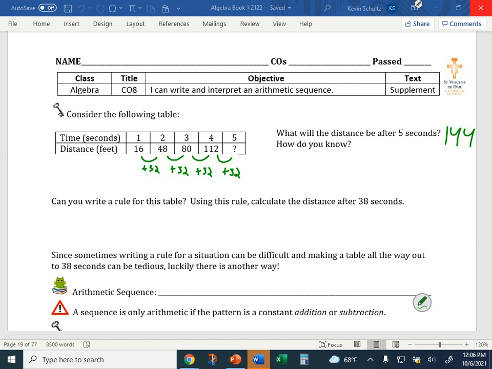Like I asked you here for the distance after 38 seconds. I do not expect you to write this table out to 38 seconds. Was anyone able to come up with an equation, a formula, or a rule that they just plugged 38 into, and the result they got was the distance? Anybody? Anybody get started? Kind of, maybe, something to work with here, Maggie?